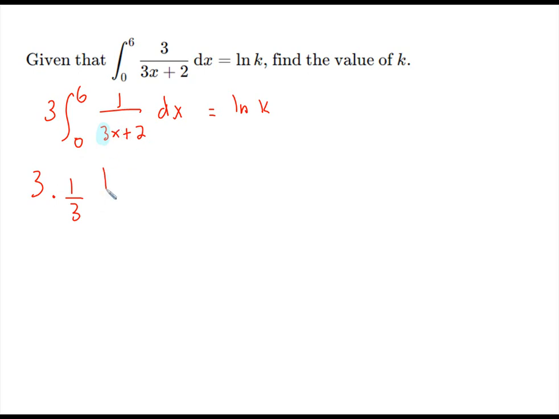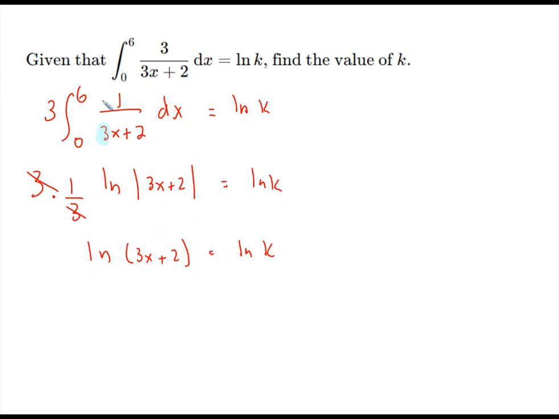And then when you integrate this, this is natural log, right? Absolute value 3x plus 2. This is straight from the integration table for integrating in the form of f of ax plus b, right? So this is going to equal natural log k. If we simplify this, the 3's just cancel. So we're going to end up with natural log of 3x plus 2 is equal to natural log k.